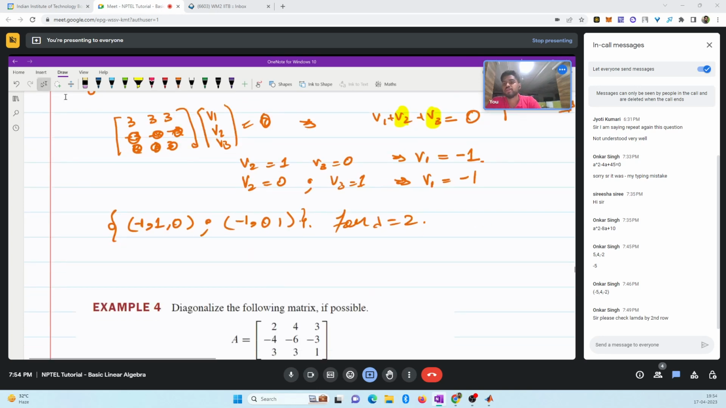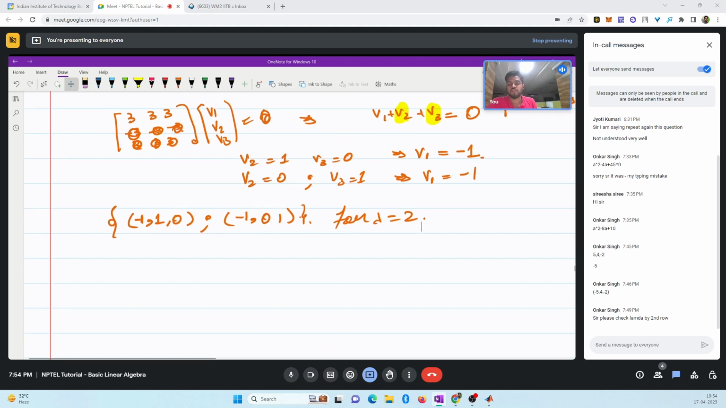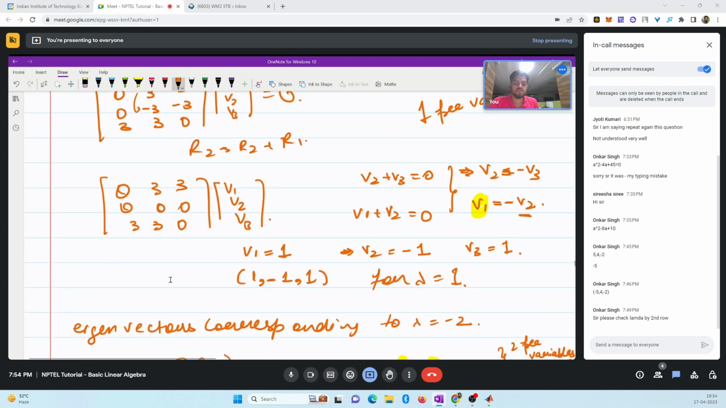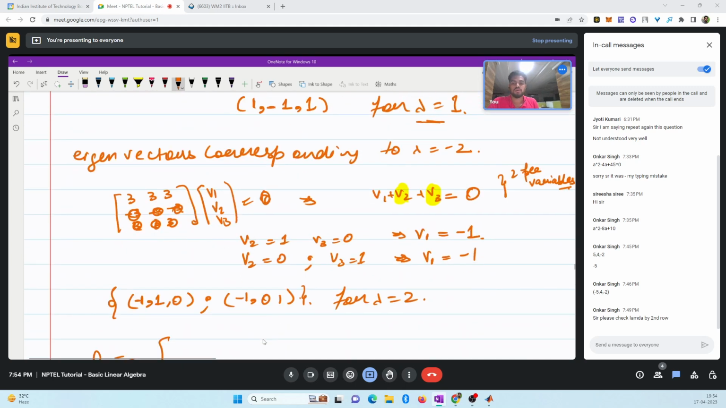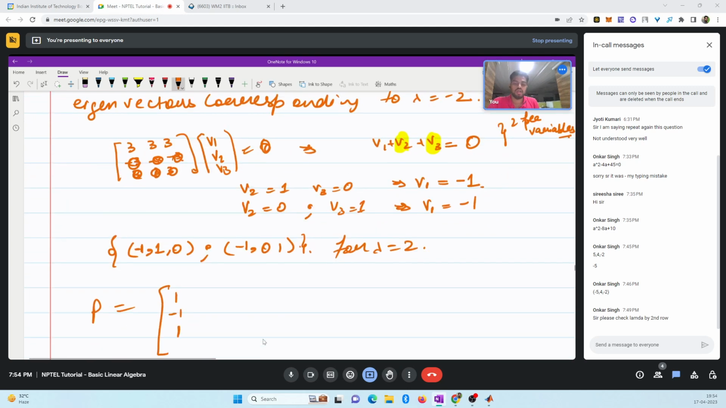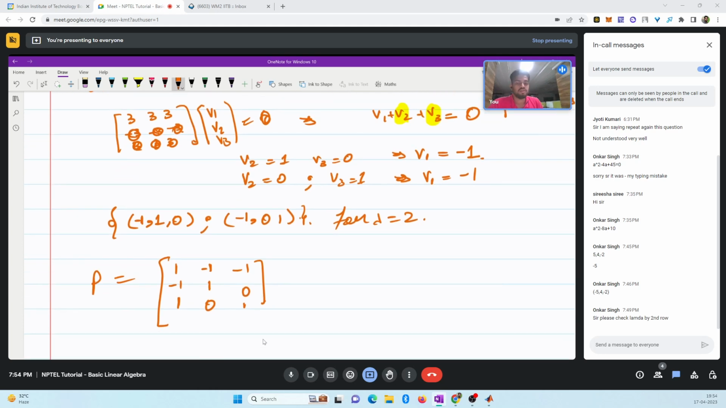So how can I construct my matrix P now? I just need to write these eigenvectors in the form of columns. So what is my first column? That is corresponding to lambda equal to 1, so this is (1, -1, 1). And the other two columns are corresponding to (-1, 1, 0) and (-1, 0, 1). So this is the P that you get, and D I have already written. It is diagonal with entries 1, -2, -2. Okay. So this is how we can obtain P and D.